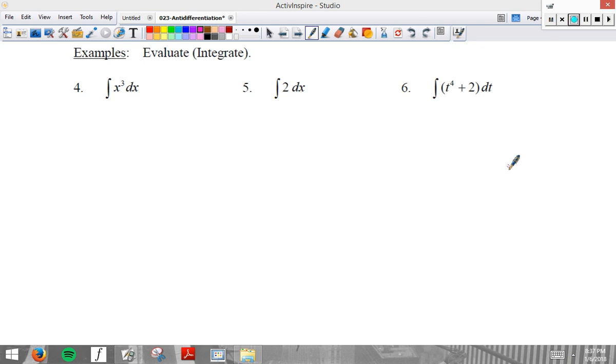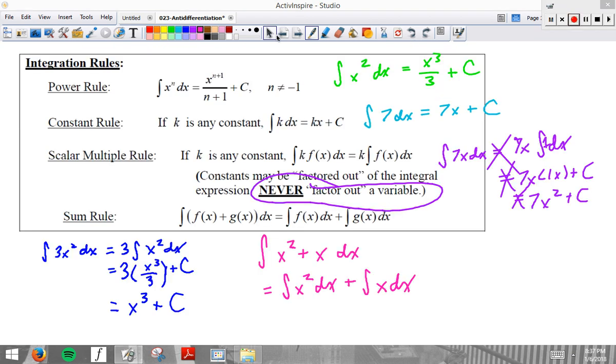We're going to continue our discussion of Lesson 5-4 on antidifferentiation or integration. So it just means finding the antiderivatives. We're going to be using the rules in the last lesson, which I still have right here.